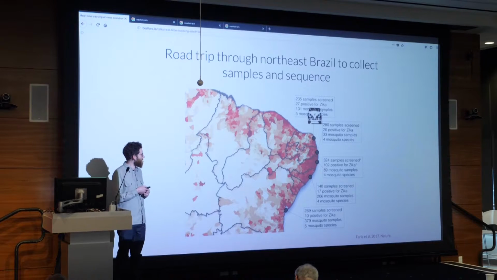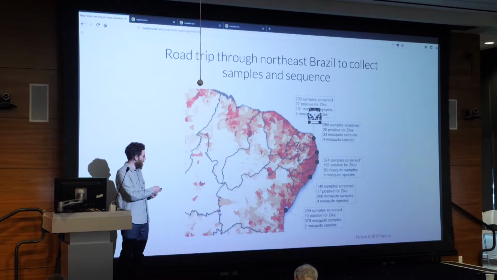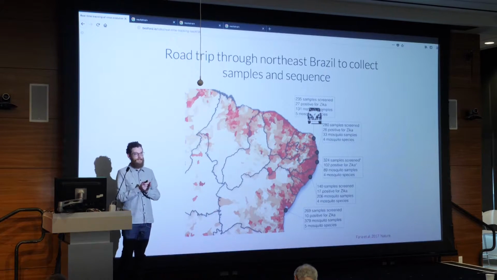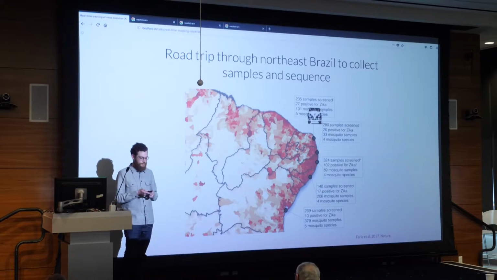However, the diagnostic labs were generally not able to keep up with the number of samples being sent to them. So on the bus trip, we were able to provide helpful diagnostic screening for these samples, identify which cases were positive for Zika, and report that back to the LACEN, but also take the positive samples with us. At the end of the bus trip, those positive samples were sent to local collaborators in Sao Paulo and Salvador to do the genome sequencing.